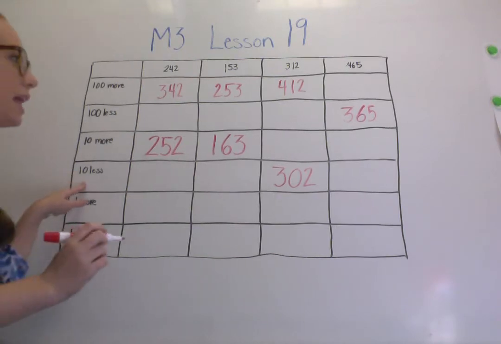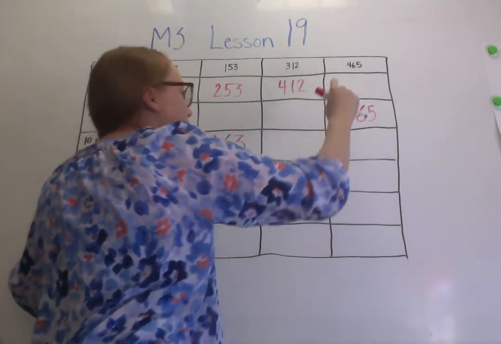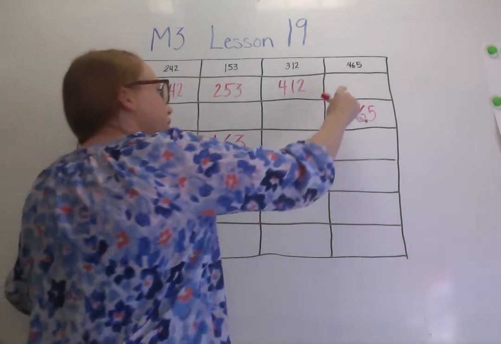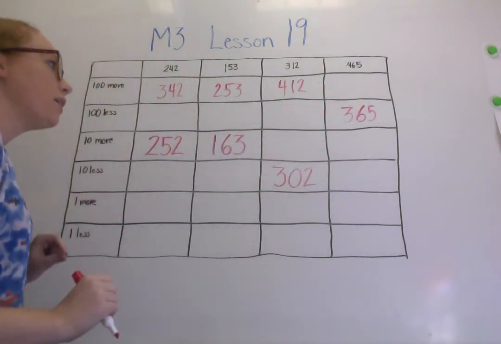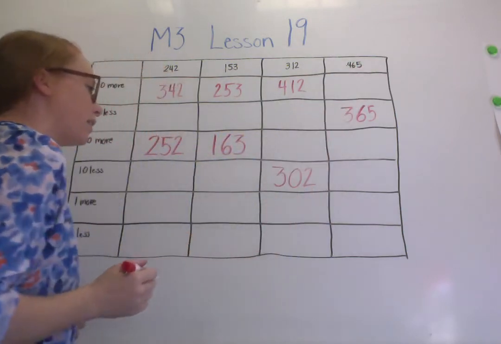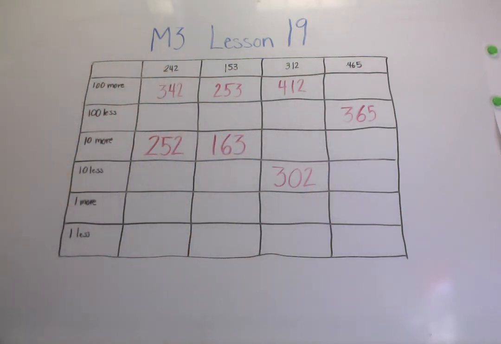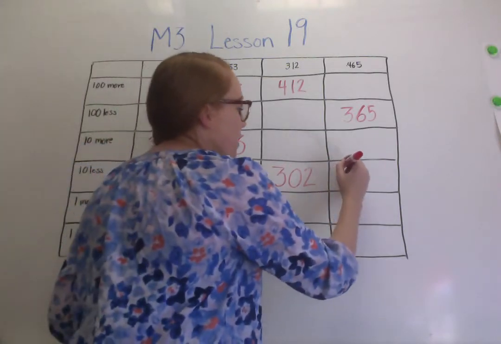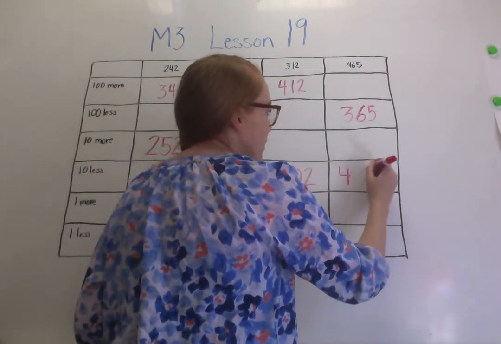Next it says 10 less for 465. I'm going to have to take the number 465 and take away 10. Let's think, is my hundreds, tens, or ones place changing? It says 10 less, so my tens place is changing. I'm going to bring down what's in my hundreds. I'm going to bring down what's in my ones.